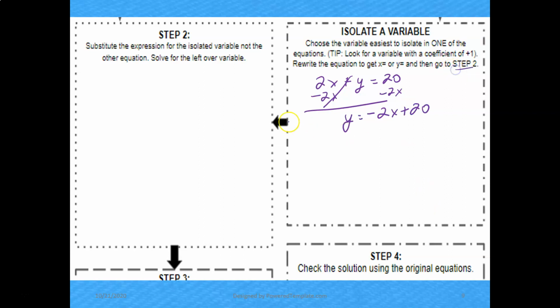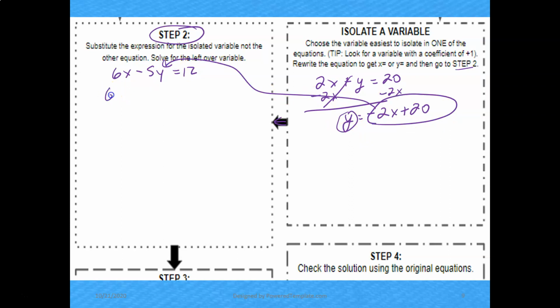That's all I have to do, and now I get to go over here to step 2, which we did before. Now, since I simplified the first variable, this was the mistake that Laura made in the warm-up. I need to now take the second equation, which was 6x minus 5y equals 12, and substitute this for the y in that equation. So I get 6x minus 5 times negative 2x plus 20, and it should equal 12. When I do this work, I get 6x plus 10x minus 100 equals 12.